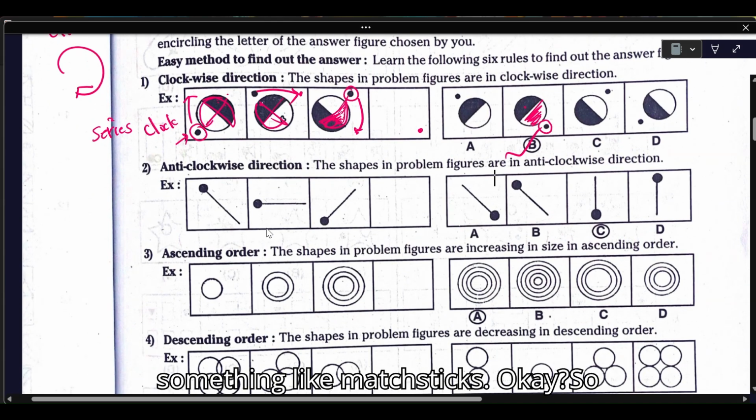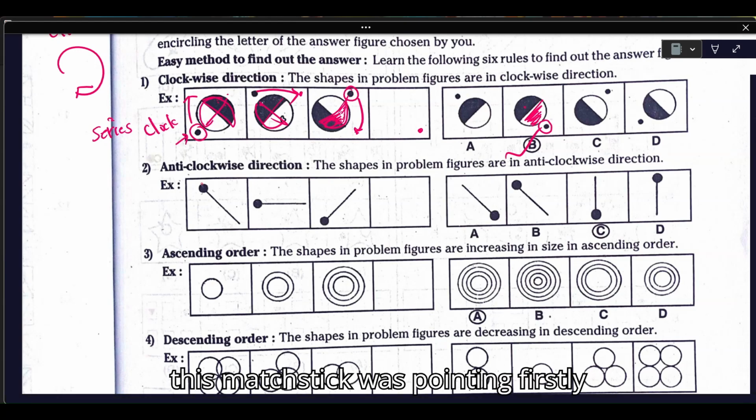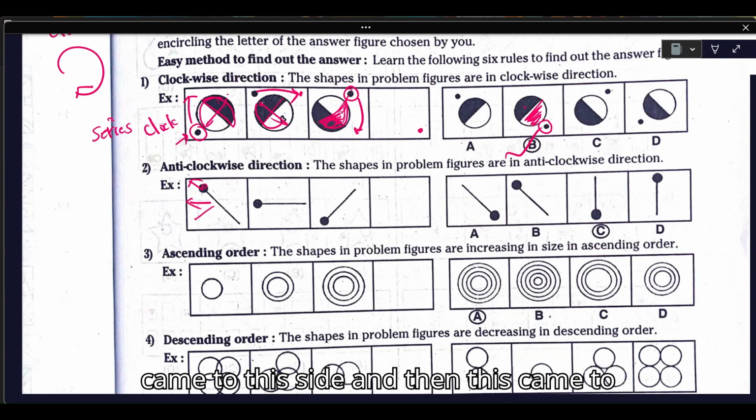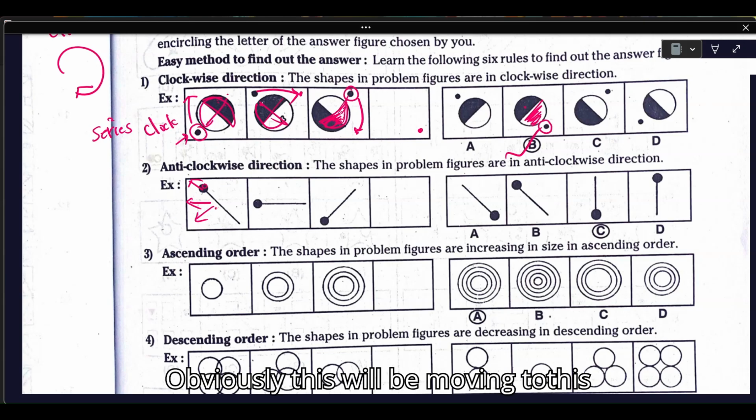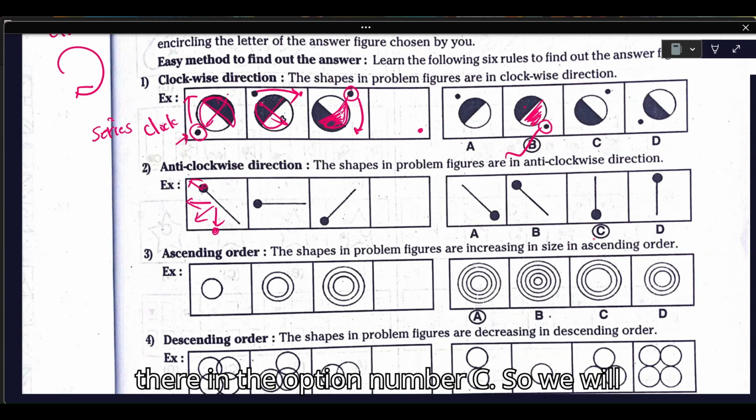And here we could see something like matchsticks. This matchstick was pointing firstly towards this corner, and then it came to this side, and then this came to this corner. So what will be the next? Obviously this will be moving to this side. So where is the answer? That is there in option number C. So we will be selecting C as our correct answer.